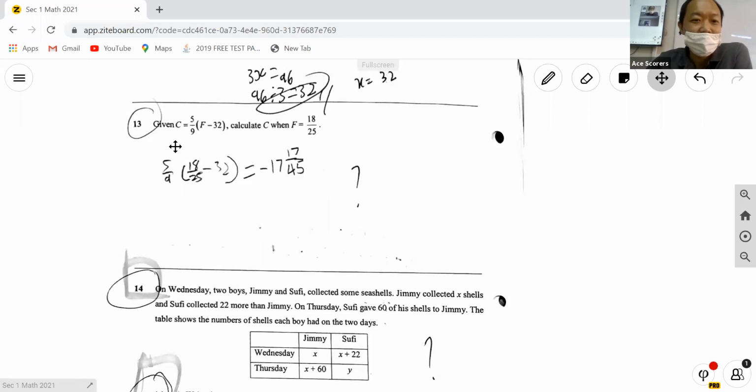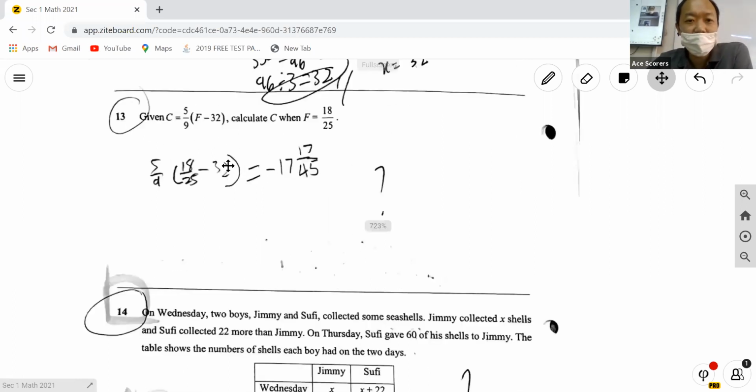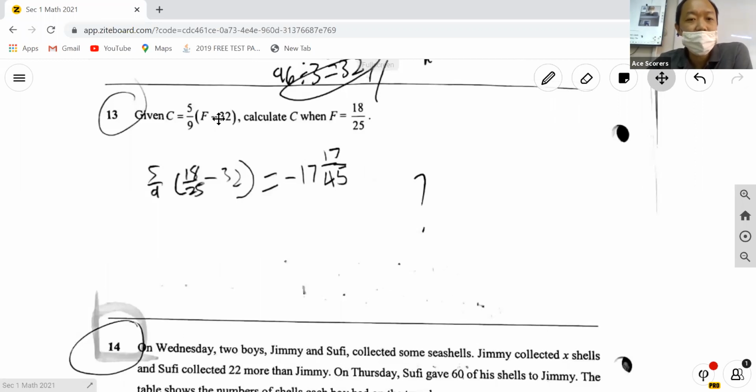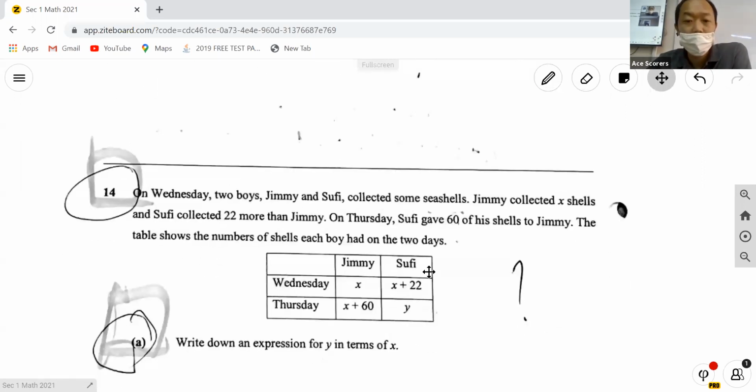Too lengthy. Calculate C when f equals 18 over 25. So just substitute in. Just put it here. This is 9. Then use your calculator. There's nothing special here.